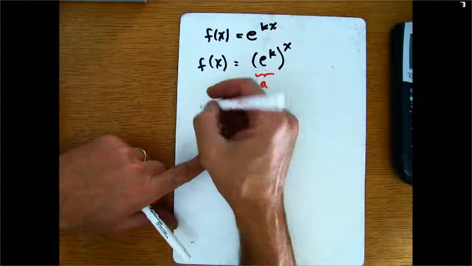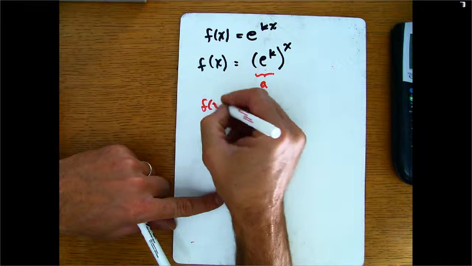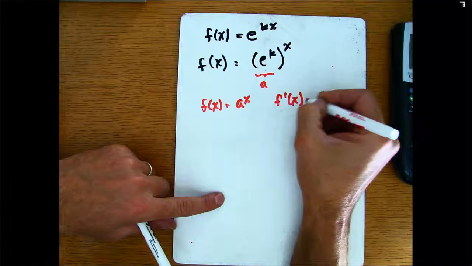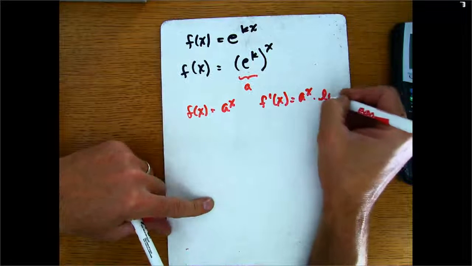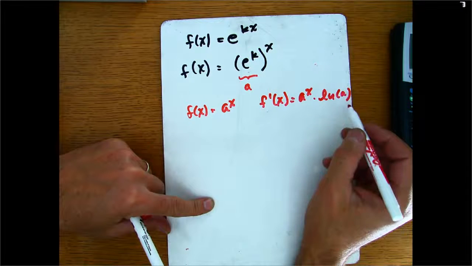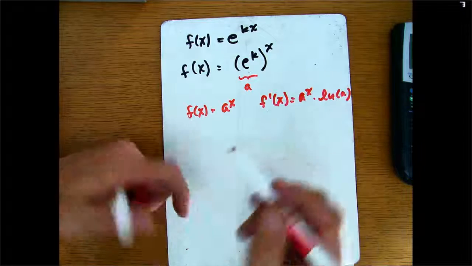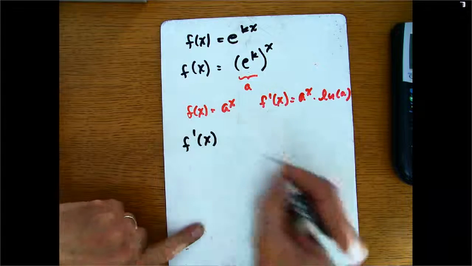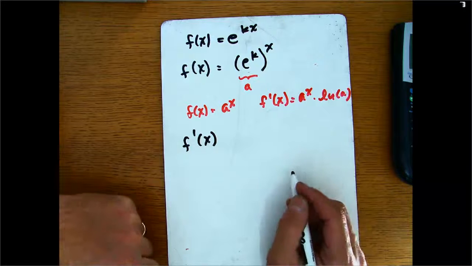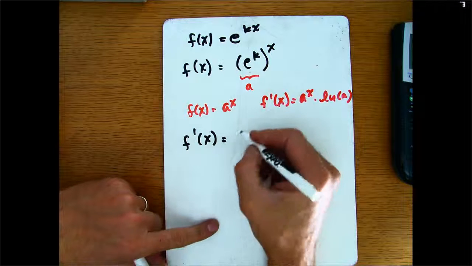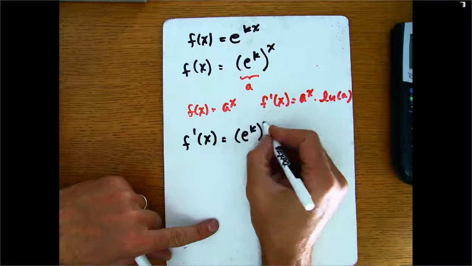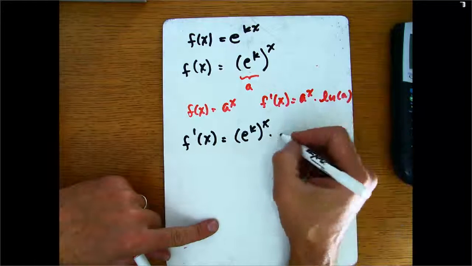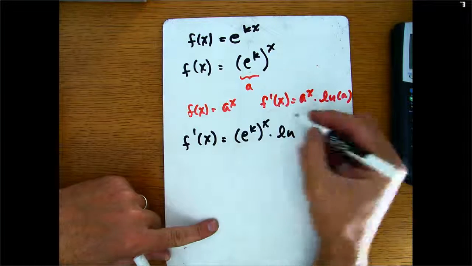We know, if f of x is equal to a to the x, then f prime of x is equal to a to the x times the natural log of a, right? So if that's the case, then we should be able to apply that rule to find the derivative of the black function up there. We can say that it's just a to the x, which in this case is e to the k to the x, right? A to the x, where a is e to the k, times the natural log of a, where a is e to the k.